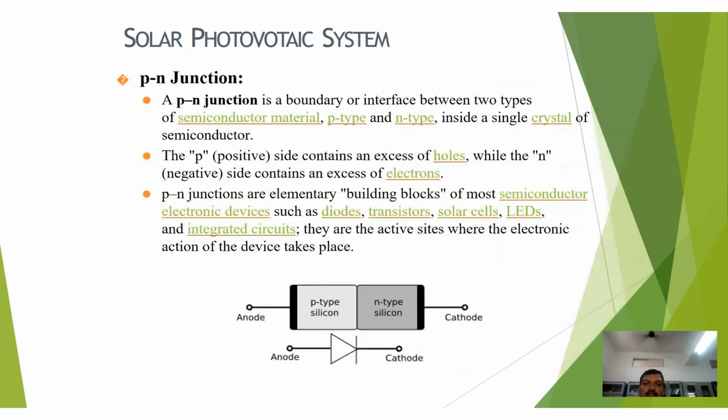A PN junction is a boundary or interface between two types of semiconductors, p-type and n-type, separated by the junction. PN junctions are elementary building blocks of most semiconductor electronic devices such as diodes, transistors, solar cells, LEDs, and integrated circuits.